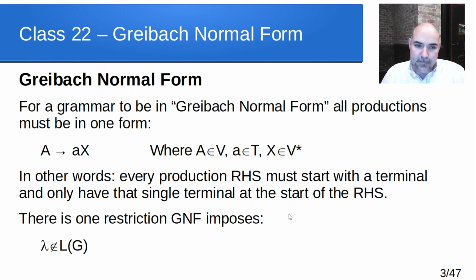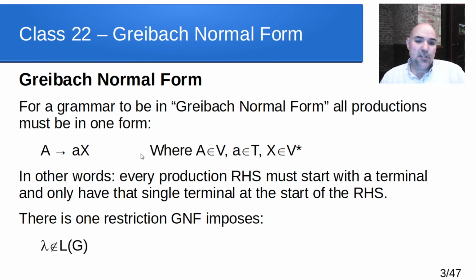So Greibach normal form, the first thing is that there's only one form of productions. All the productions have to fit this one form. Variable produces terminal followed by something else, which is zero or more variables. So in other words, there's always a single terminal first, and then maybe no variables after it, maybe some variables after it, but every single production has to be in a form like that. Every production on the right-hand side has to start with a single terminal, and the rest of it can be a string of variables.